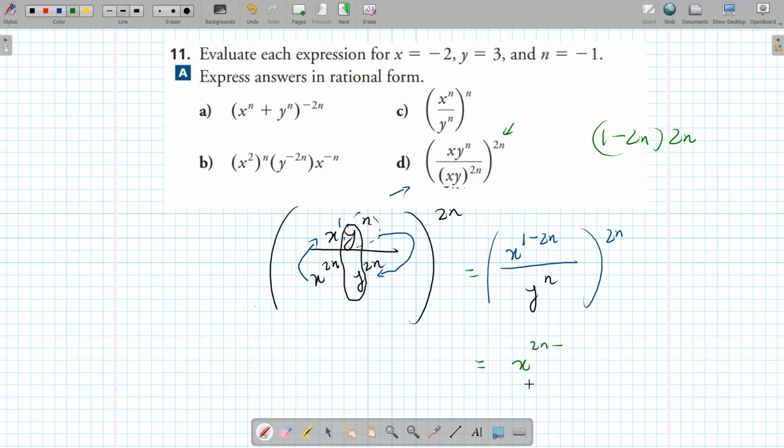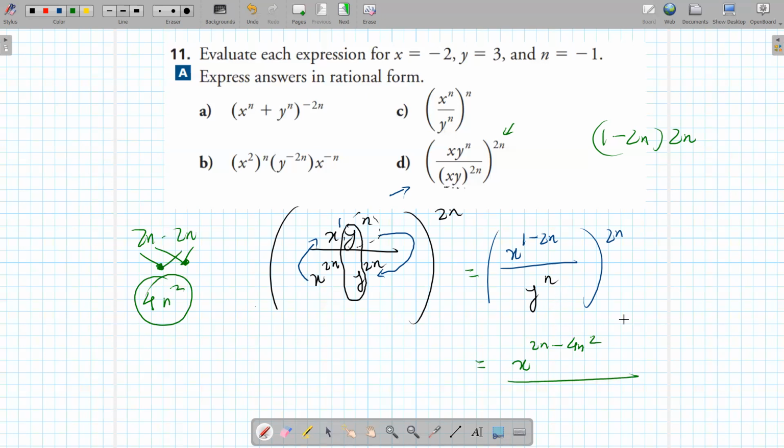What's 2n times 2n? 2n to the power of 2. 4n to the power of 2, right? 2n times 2n. Multiply the number with the number. 2 times 2 is a 4. Multiply the letter with the letter. N times n is n squared, not 2n, okay? N times n is n squared. That's why you get 4n squared.